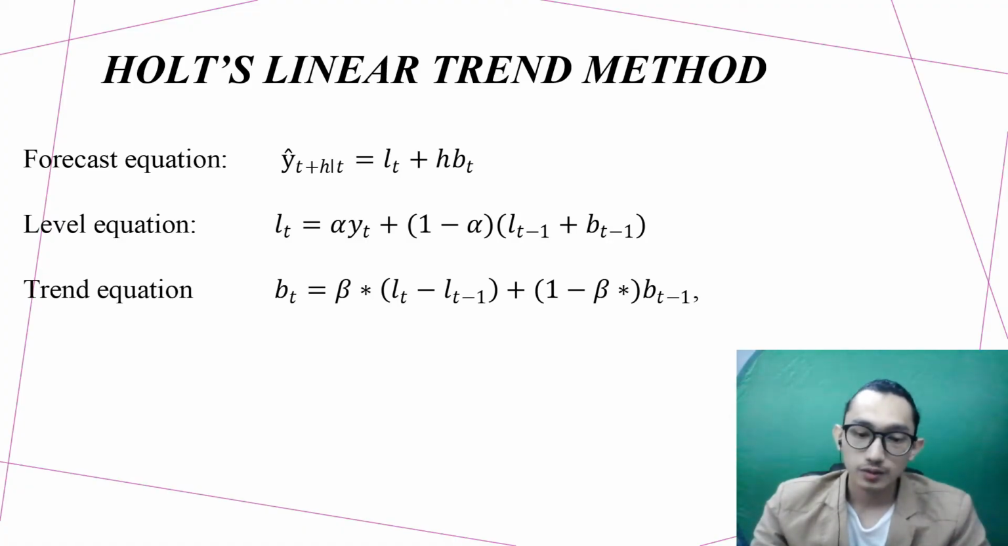Holt expanded simple exponential smoothing to allow for trend prediction in data. A forecast equation and two smoothing equations, which are the level and trend equations, are used in this method, where LT denotes an estimate of the level of the series at time t, and BT denotes an estimate of the trend slope of the series at time t. Alpha is the smoothing parameter for the level, 0 < alpha < 1, and beta is the smoothing parameter for the trend, 0 < beta < 1.